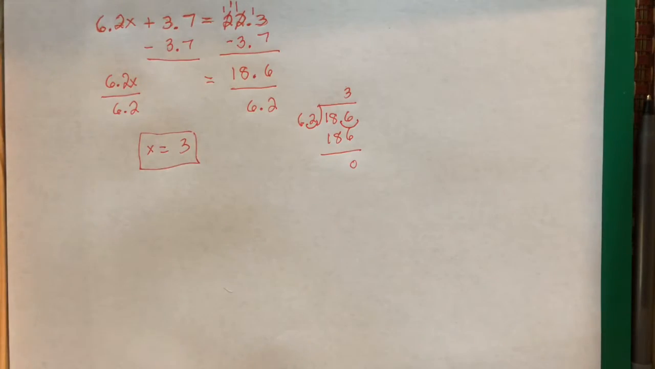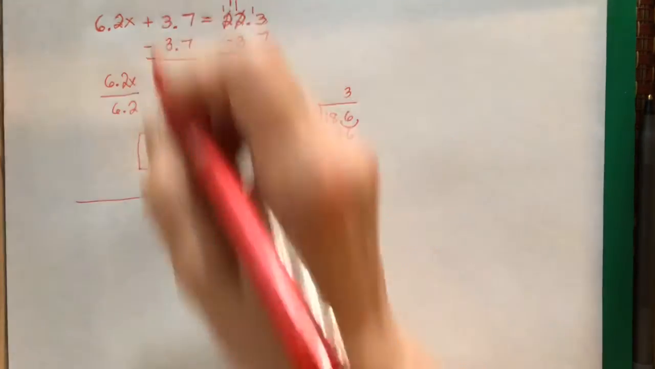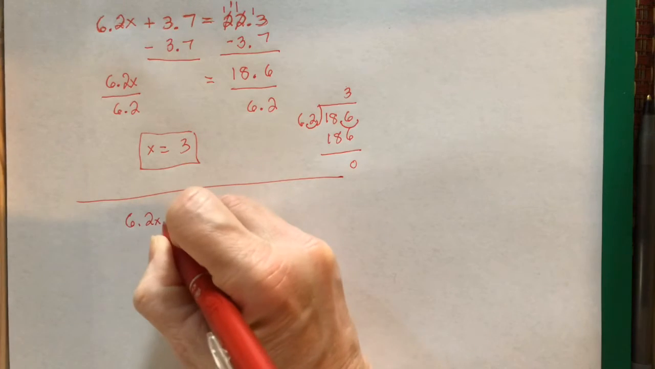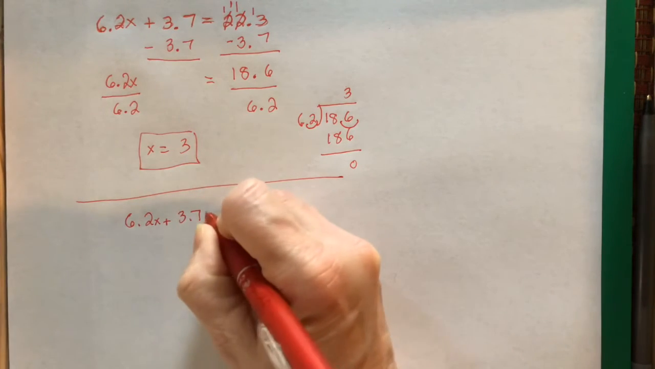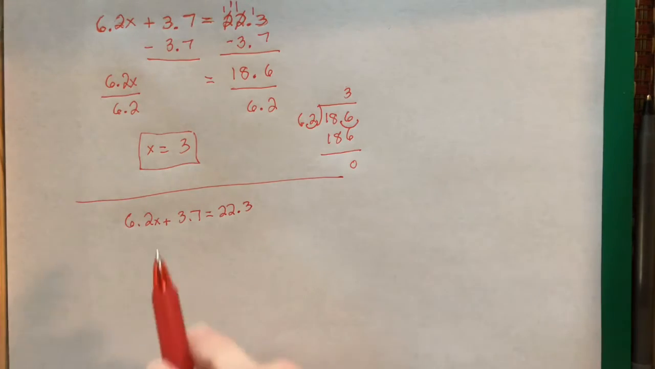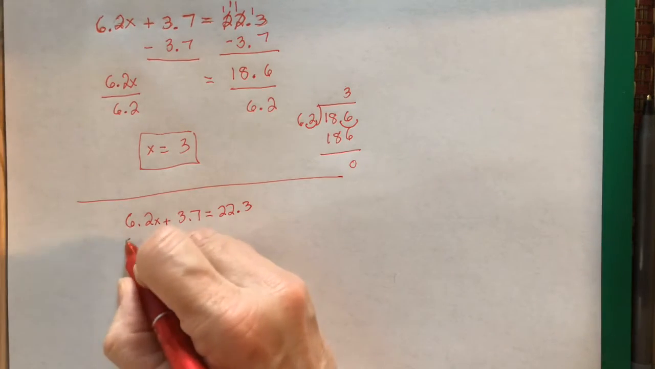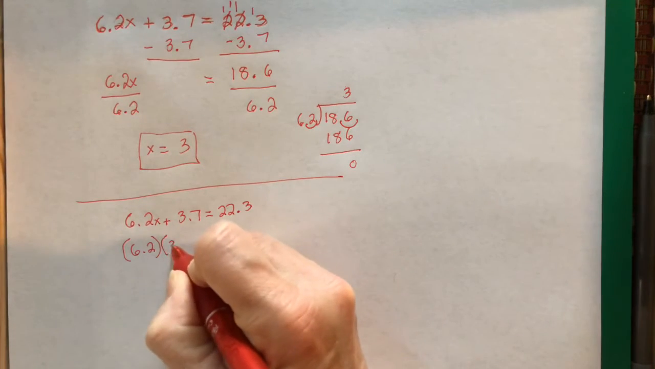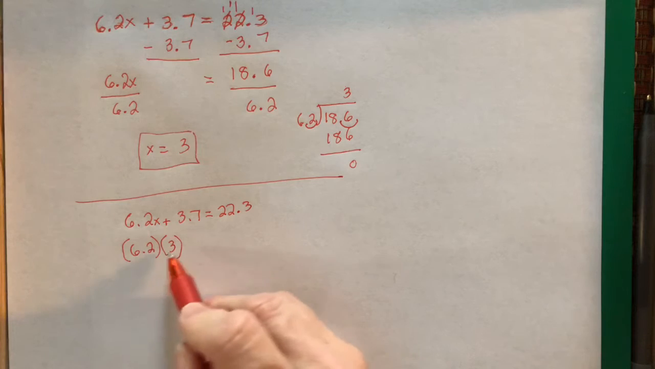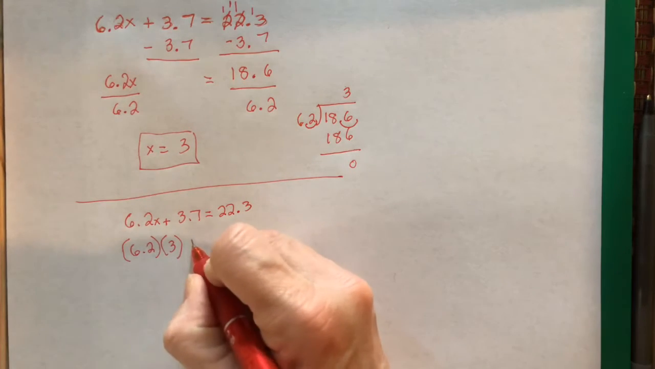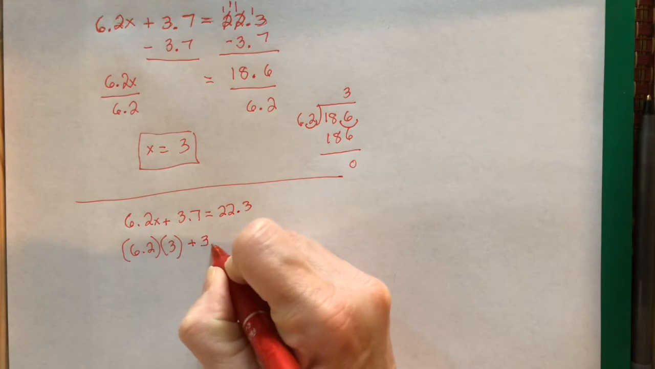Now, how would I check that problem? I would check that problem by writing my original equation. Now I'm going to substitute in the 3. When I do that, I use parentheses instead of a dot. The parentheses keep me from getting mixed up when I've got a decimal, because sometimes, especially if you're not very neat in your handwriting, that can get confusing.